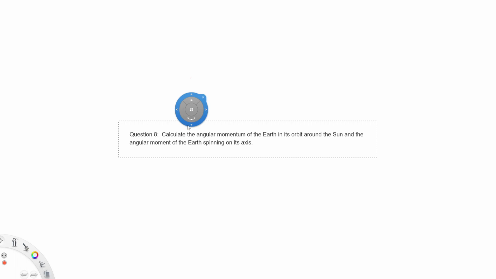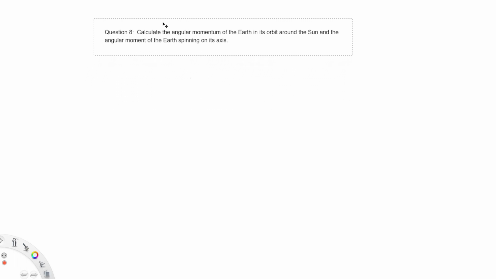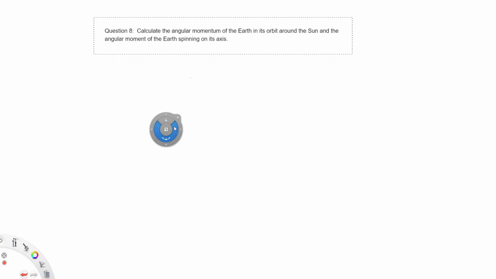Last problem. The angular momentum of the Earth. So here's the sun. Here's the Earth.